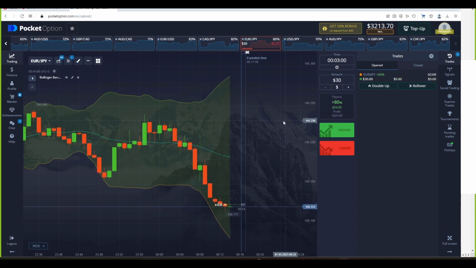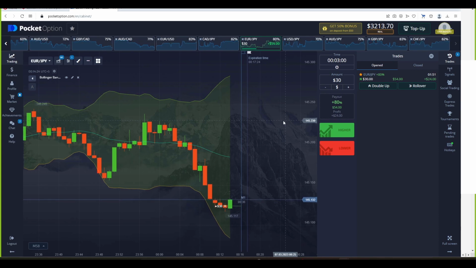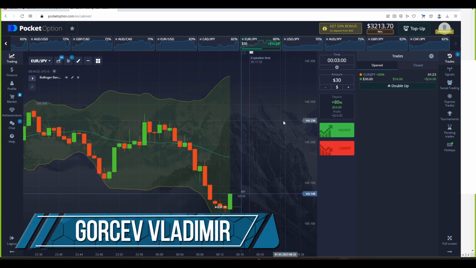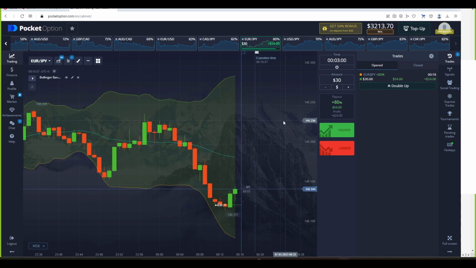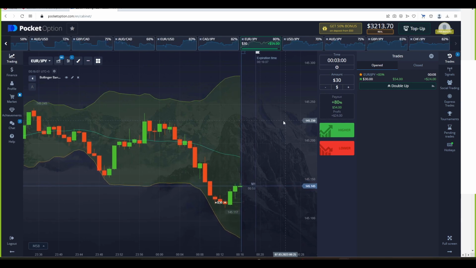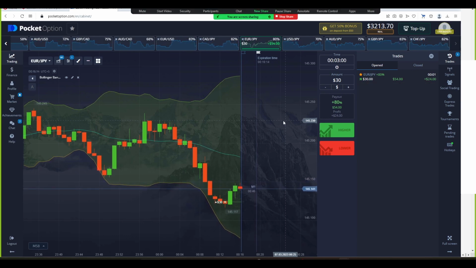The market price on the chart is already turning upwards. At this time of day the market simply does not have enough strength for a long trending price movement. The $30 trade closes with a profit.